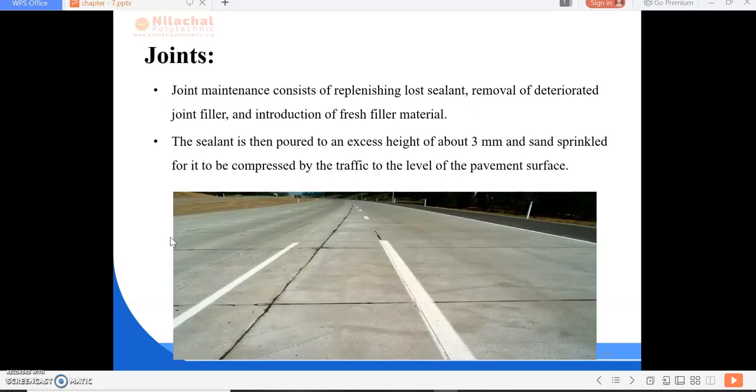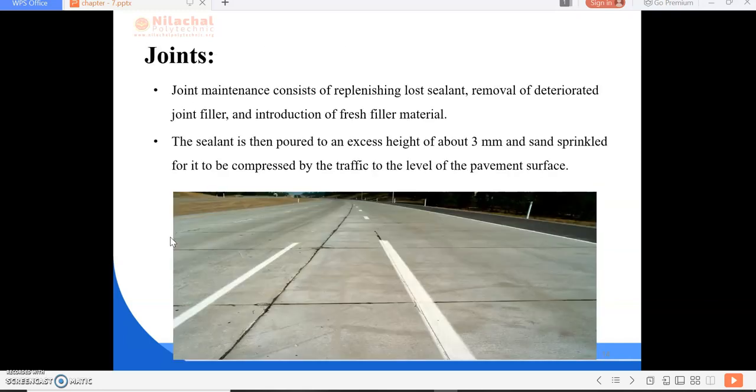Okay. Next part is joint. Joint part is the most important part. Joint maintenance consists of replenishing lost sealant, removal of deteriorated joint filler, and introduction of fresh filler material. The sealant is then poured to an excess height of about 3 millimeter and sand sprinkled for it to be compressed by the traffic to the level of the pavement surface.